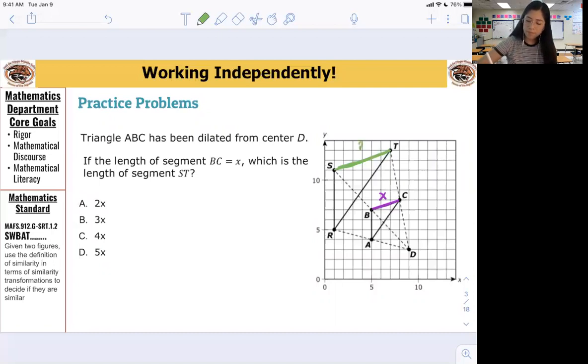The scale factor? Yeah, the scale factor. Because remember, the scale factor is what you multiply the pre-image by in order to get your image. So if ABC is my pre-image, I'm going to need to multiply it by a number in order to get RST. So our answer choices are basically giving us the options for what the scale factor is going to be. Well, in order to do that, Jalen, what am I going to have to do?